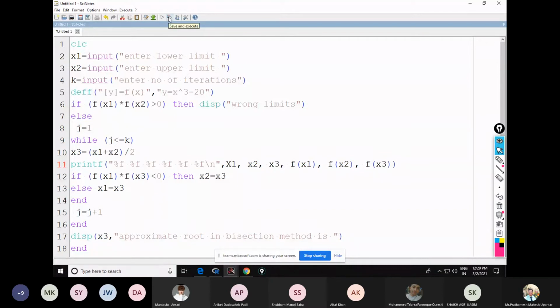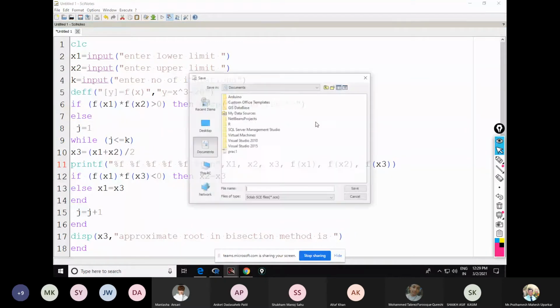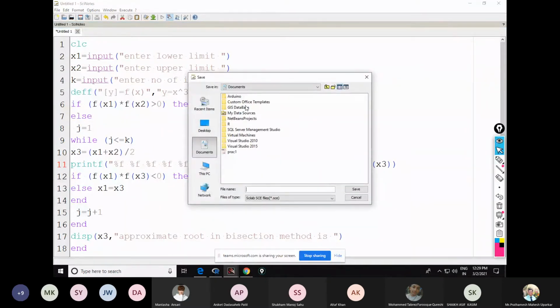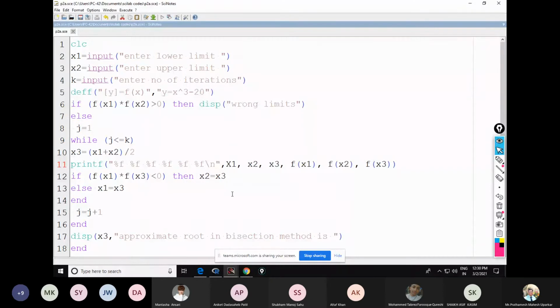So I will click on save and execute. Save and execute पर click करो. It will ask you to store the file. So I will use the documents. I will create a folder, Scilab codes. Okay, in the Scilab codes, I will write the program name. Since it is practical 2 first part, so I will write P2A. Okay, and I will save it.